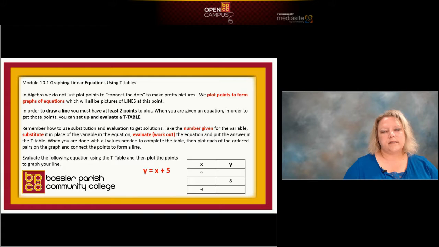Now, how many points does it take to make that straight line? Well, you need at least 2. Most of the time in algebra, we like to use 3. Some people use 4 or 5, but 3 is usually the standard minimum number of points, just to ensure that you get a nice, clean, straight line. Okay, so follow me to the board, and we're going to work out this t-table and then plot our points.